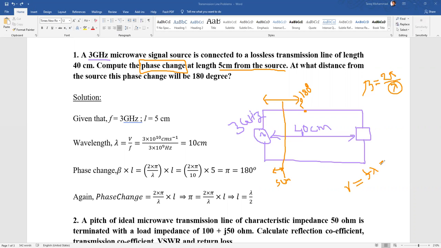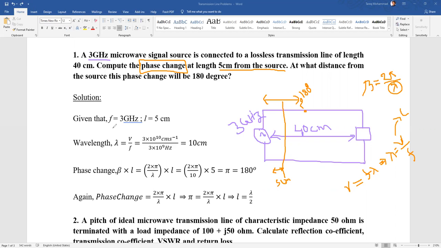or lambda equal to V by F. So we know the F. So what would be the V? V is actually the speed, C, which is the speed of light. So we need to know the speed of light.